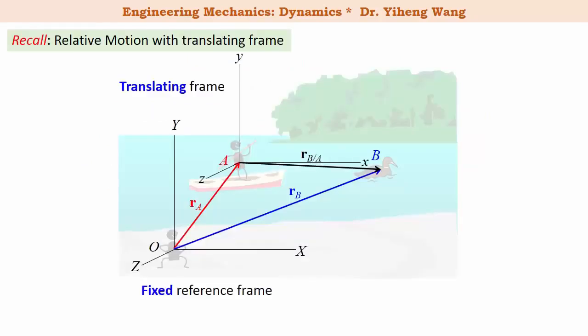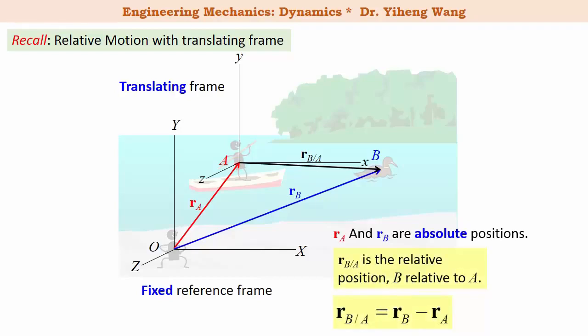If you recall, we already studied the relative motion of two particles. However, our previous study was limited to translating frames of reference. In other words, the motion of the moving coordinate system is only translating with no rotation. If you also recall, in this example, Ra and Rb are both absolute positions with respect to the fixed reference frame, and the relative position vector of the two particles is simply the difference of the two absolute position vectors. This is still true even when the moving reference frame is rotating, as we will discuss in this video.